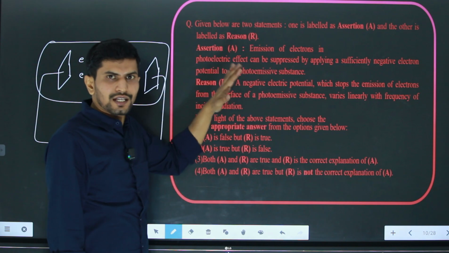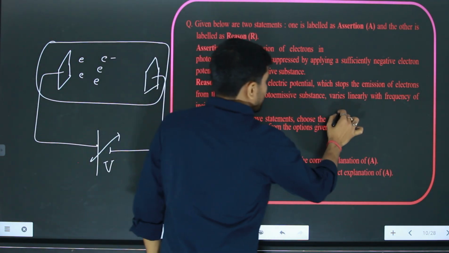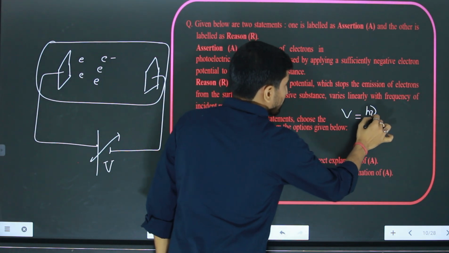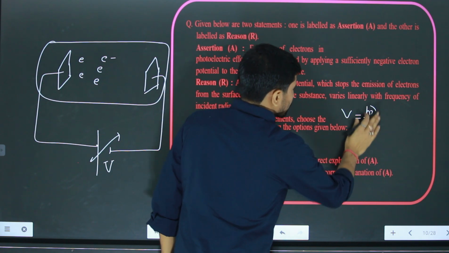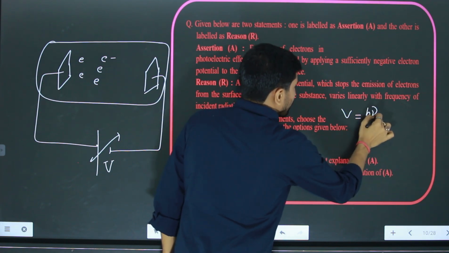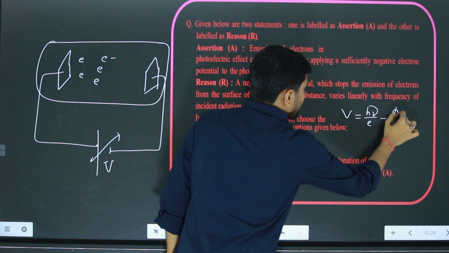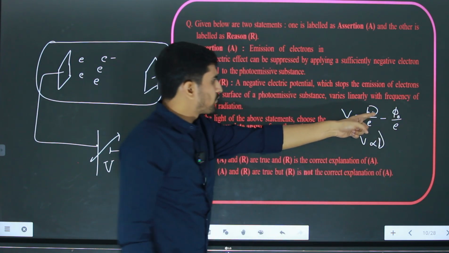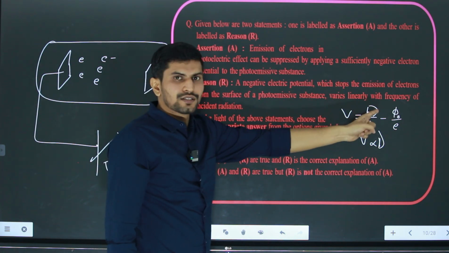As a statement, this is correct. It is because the potential which is responsible to stop the electron, or the photoelectric current due to electron, is proportional to the incident frequency. This is the formula for the stopping potential. It depends on the incident frequency.